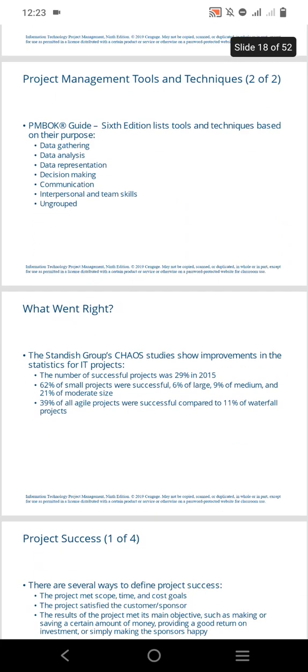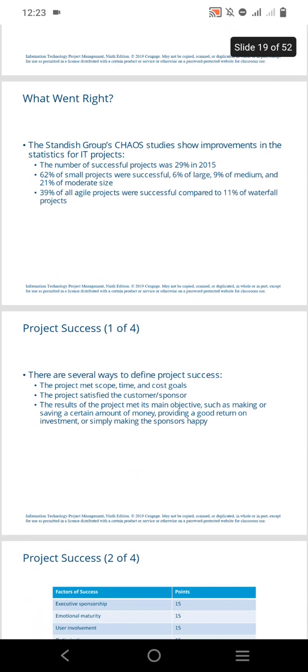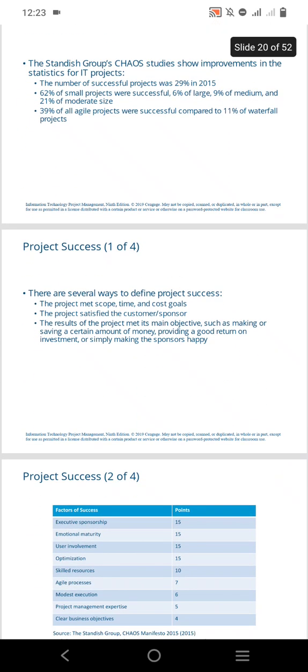I mentioned earlier that not every project is successful. Some fail because they could not meet the time, the scope, and the cost, while some were ended before the completion of the project for whatever reason. Also there are a number of projects that have been successful, and statistics show some of these. The number of successful projects was 29% in 2015. So there are successful projects and there are unsuccessful projects.